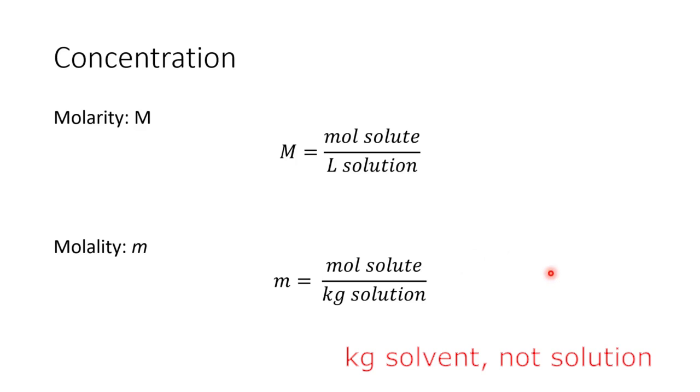So you may know that when water is concerned, 1 liter of water at 4 degrees C has a mass of 1 kilogram. However, volume, liters, is a temperature dependent variable. So as the temperature increases, the volume increases. And so molarity is a temperature-dependent concentration term, whereas molality is not dependent on temperature.